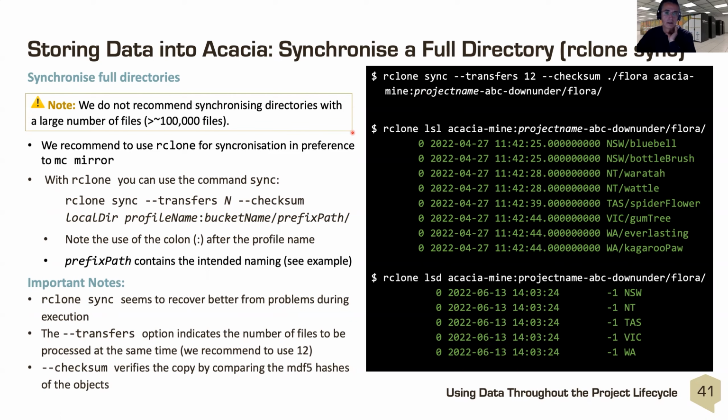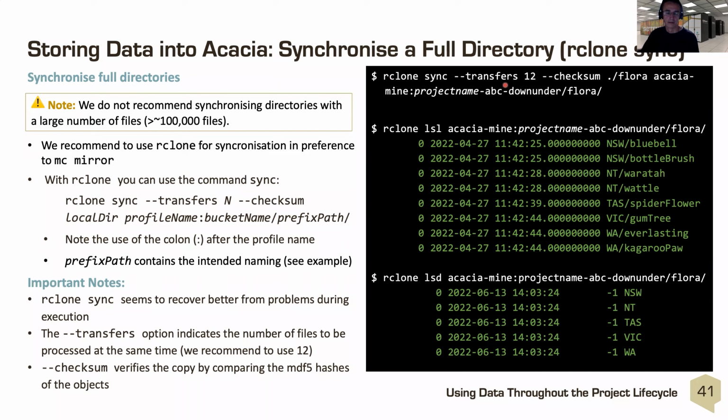In the case of rclone, obviously in these examples we have just a small amount of files, but we are assuming that you may be doing this command for a directory with a large number of files. So we are recommending to use 12 transfer threads for the rclone command.